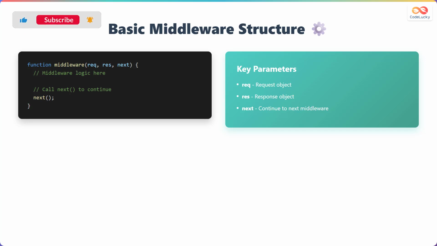Inside the middleware function, you'll place your logic. Once you're done, you must call the next function to ensure the request continues its journey. If you don't call next, the request will be left hanging.